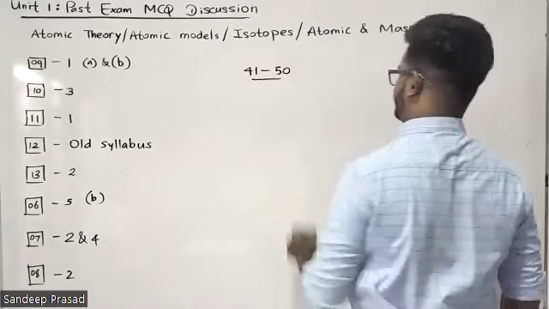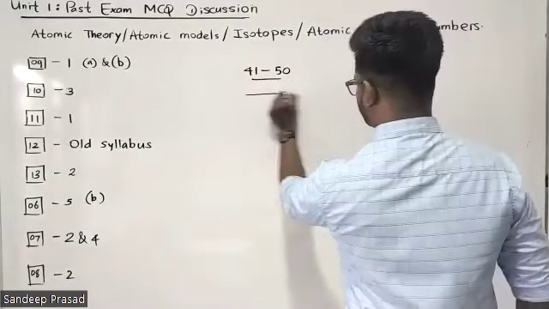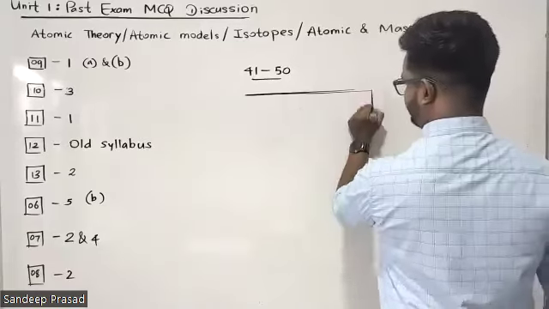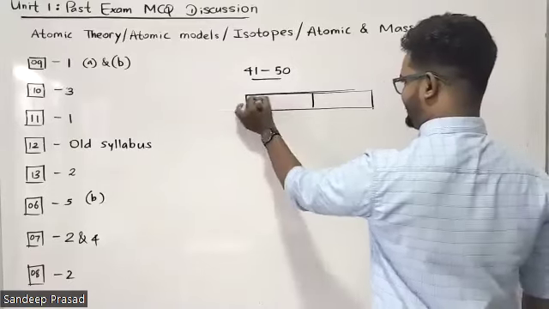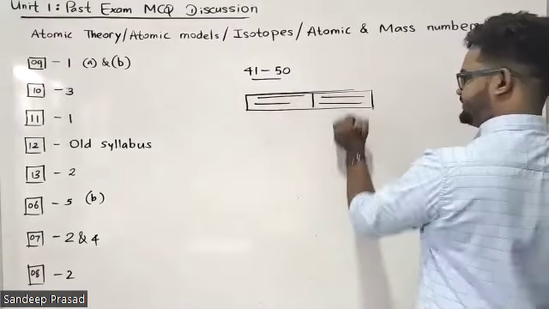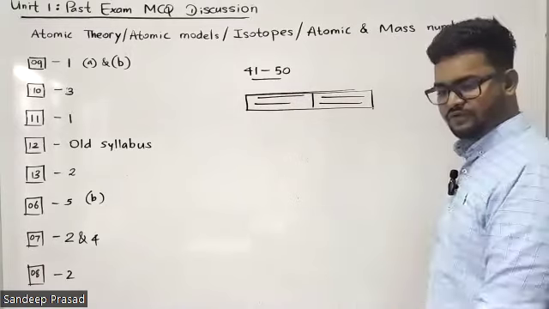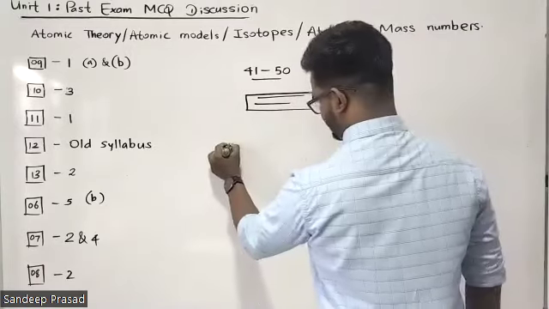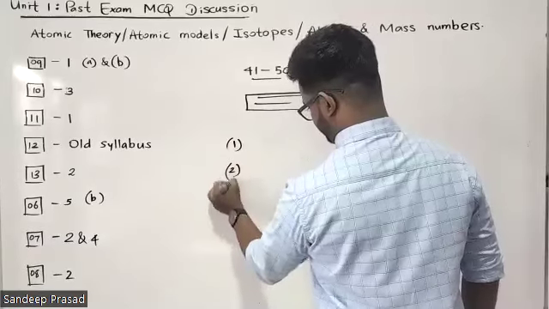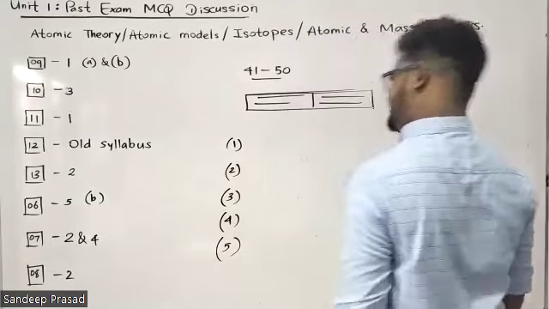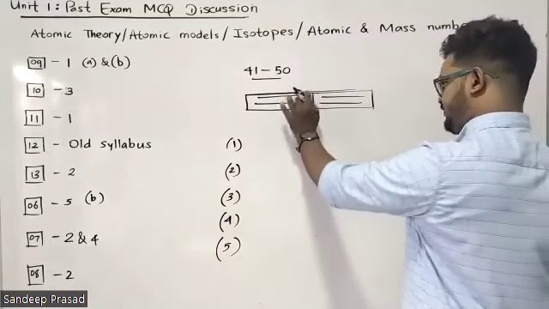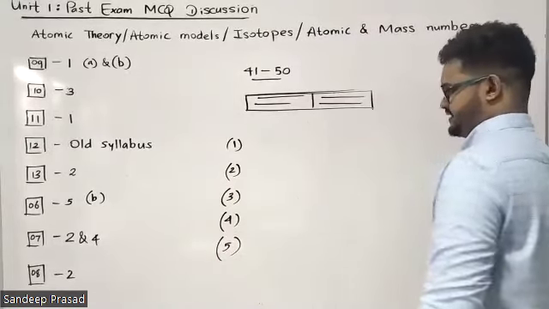Last 10, question number 41 to 50. You will be given 2 statements in 2 boxes, and here also we have 5 options: the first one, second one, third one, fourth one, and the fifth one. This is the way that we have to choose the answer when you are given 2 statements like this.